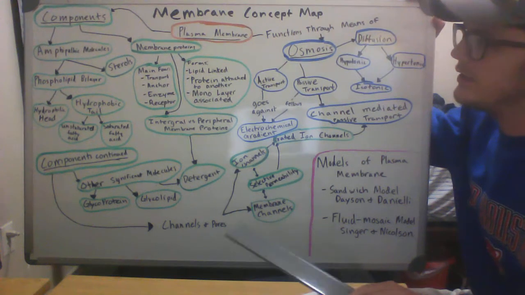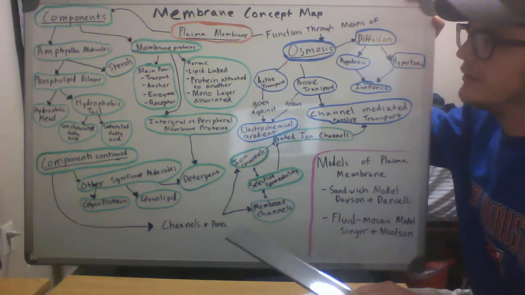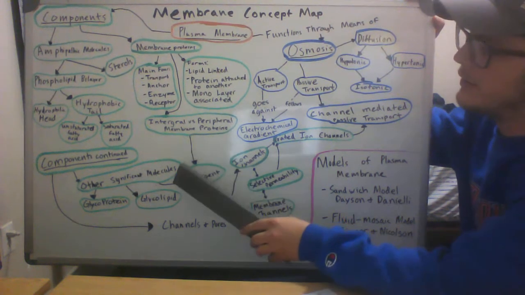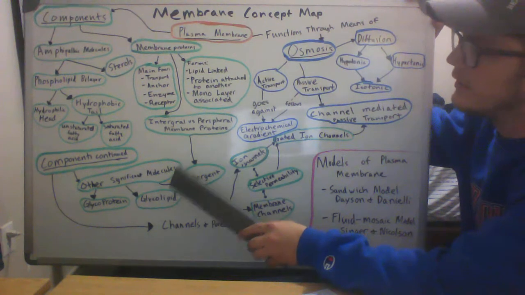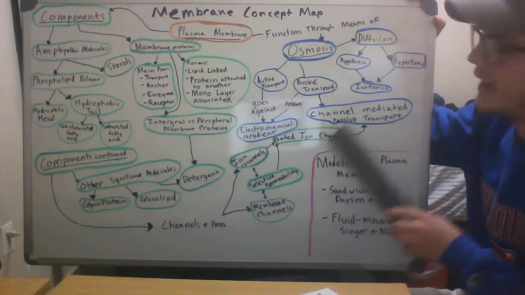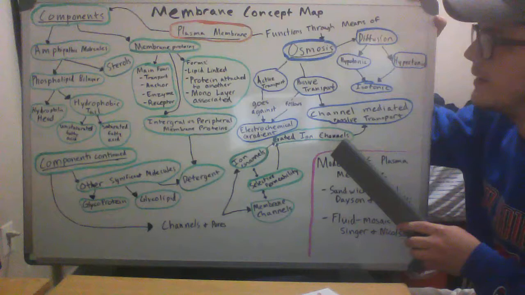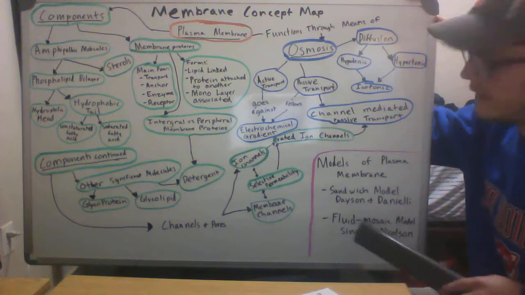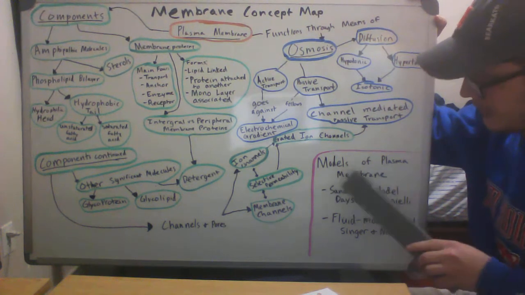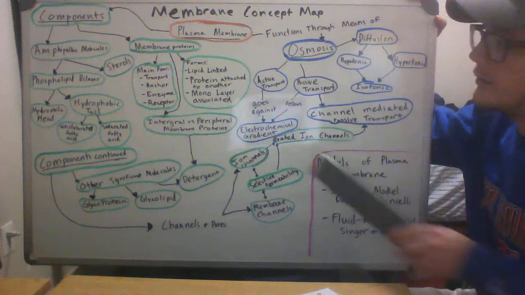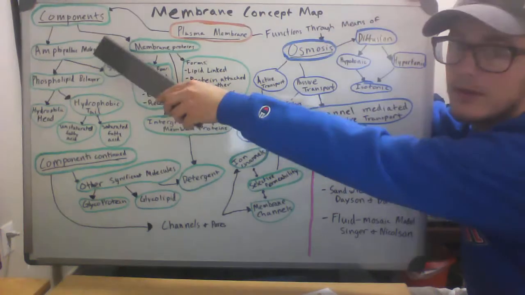I have divided the concept map into 3 subcategories. Wrapped around in the green we have components, and then over here in the blue we have the general function of membranes, and then over here wrapped around in the pink we have models of the plasma membrane. So we'll start over here with my components.